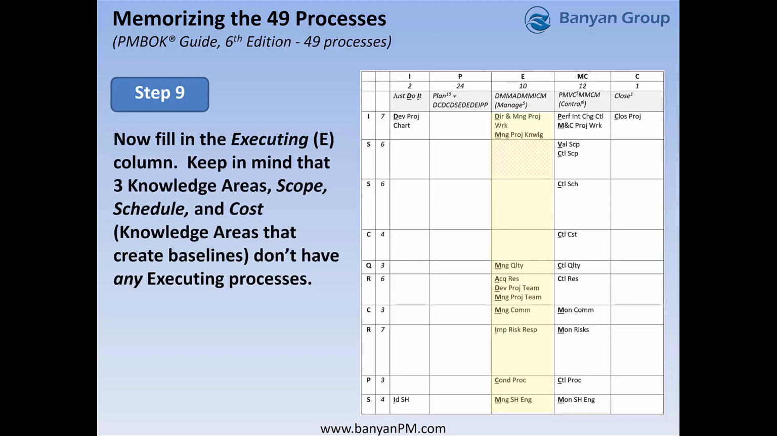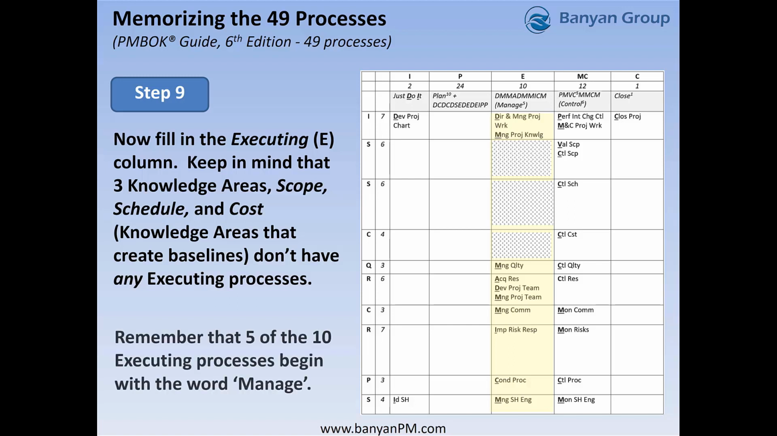Step 9. Now fill in the executing column. Keep in mind that 3 knowledge areas, scope, schedule, and cost, create baselines. Those knowledge areas focus more on planning and monitoring and controlling. So in these knowledge areas, you will not have any executing processes. Remember also that 5 of the 10 executing processes begin with the word manage.